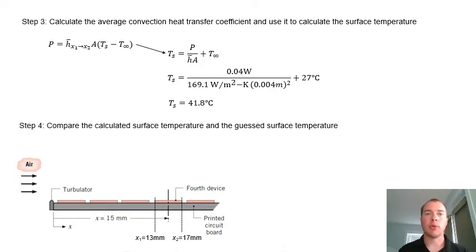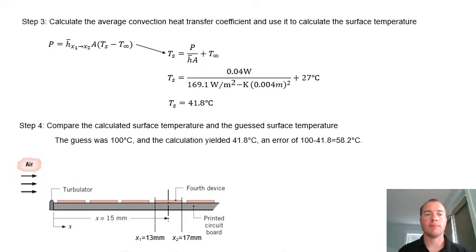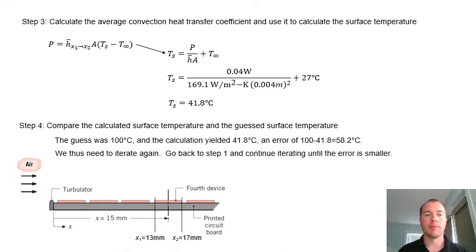The fourth step of the iterative procedure is to compare the calculated surface temperature and the guessed surface temperature. The guess was 100 degrees Celsius, and the calculation yielded 41.8 degrees Celsius, an error of 58.2 degrees Celsius. The error is larger than the acceptable value. We thus need to iterate again. Go back to step 1 and continue this procedure until the error is smaller.